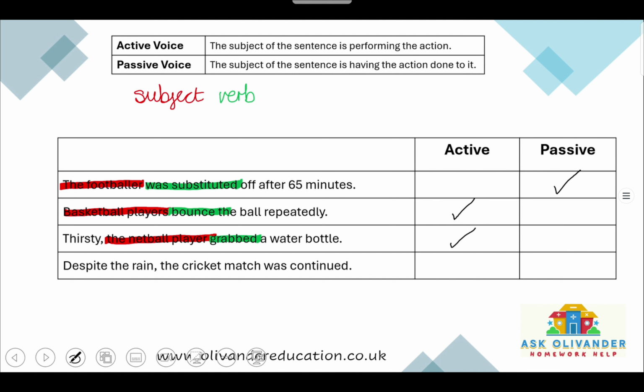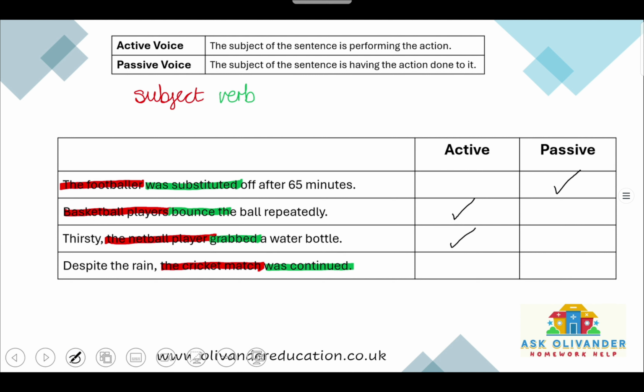In our final example, they have further complicated things with a phrase before the main clause. In this instance, we must find the main clause or purpose of the sentence, which, in this case, is the cricket match was continued. To test the sentence, I simply ask the question, does a cricket match continue itself, or is it continued by someone else?